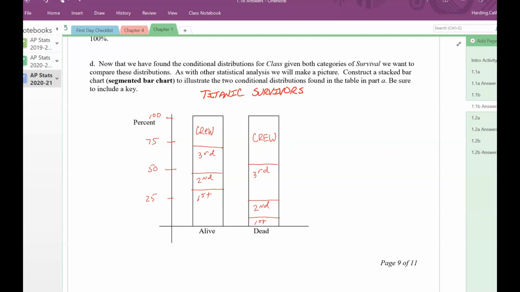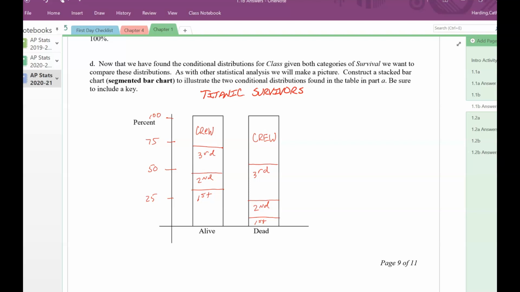And we're trying to decide if there is an association between these two categorical variables or if these variables are independent of each other. Now, if they were independent, that would mean that the proportions would be pretty much the same. If they have an association, then there is a difference in the proportions in a segmented bar graph. So take a look at what you see. Would you say that there's an association, or would you say that they are independent? And hopefully you decided that there was an association.